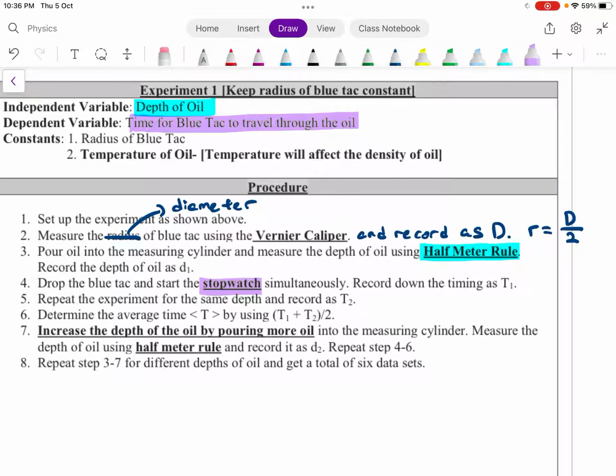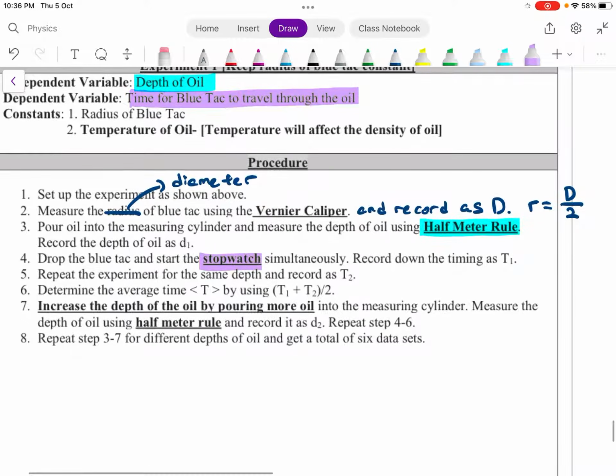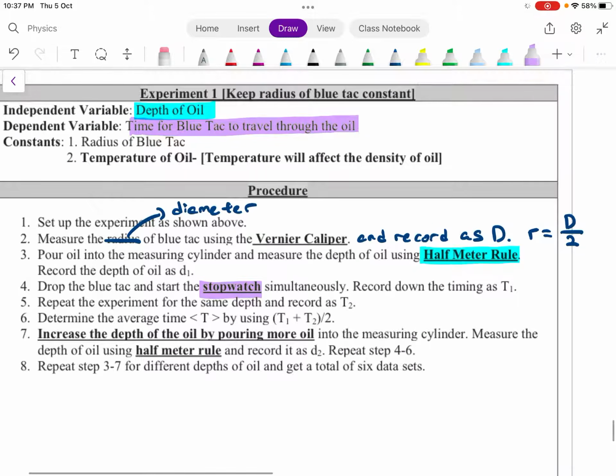How do I calculate the average time? I simply determine the average time, bracket T, by using T1 plus T2, the whole thing divided by 2. Okay. So step number 7, you say increase the depth of the oil by pouring more oil. You can just say increase the depth of the oil, but I think it's a very good habit to say increase the depth of the oil by pouring more oil, because you are telling the examiner that you are pouring more oil to increase the independent variable, which is known as the depth of the oil, and record as D2.